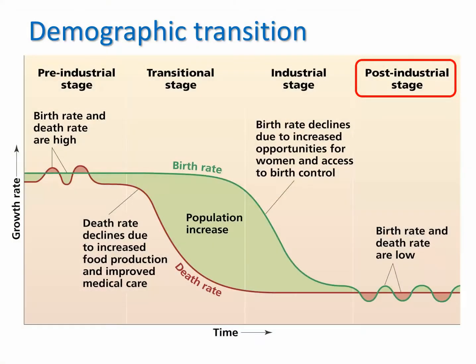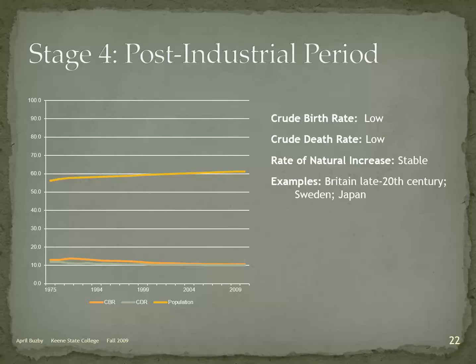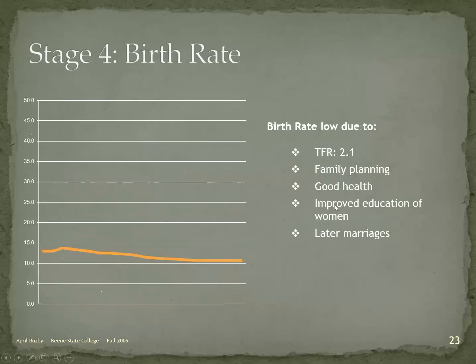Let's go to the post-industrial stage. And here we see low crude birth rate and low crude death rate, and the rate of natural increase is pretty stable. And so we see this in the late 20th century in Sweden and in Japan. So we have a TFR around 2.1, replacement rate. We have family planning where parents are choosing when to have children and how many. There's generally good health, improved education of women, and many marriages happening later in life.